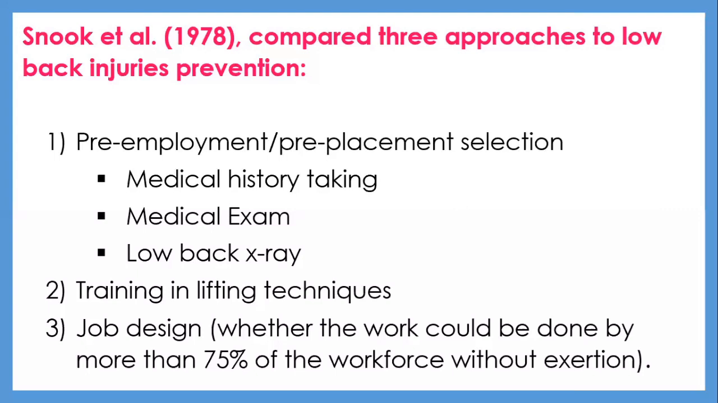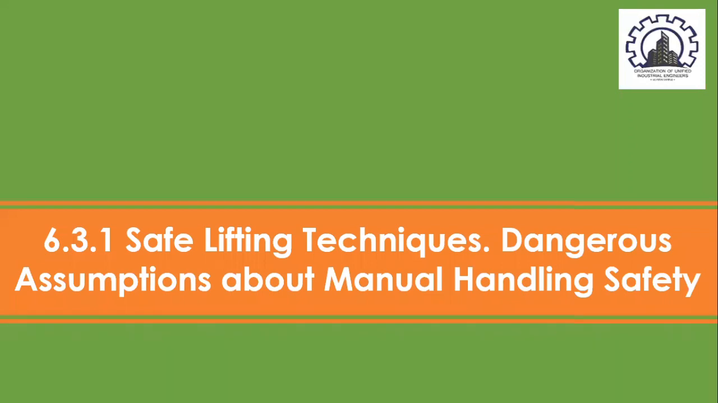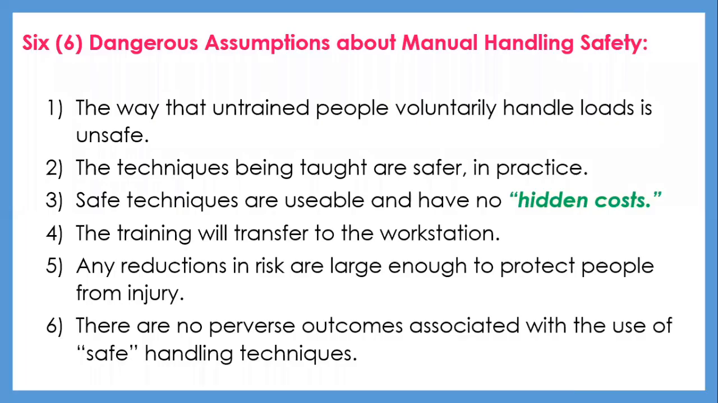And on our subtopic, this is all about safe lifting techniques, or dangerous assumptions about manual handling safety. Now, as you can see, we have identified 6 dangerous assumptions about manual handling safety. The first dangerous assumption is that the way untrained people voluntarily handle loads is unsafe. So what do we mean by this? To justify training people in special lifting techniques, we first need to demonstrate that the way untrained people lift weights is unsafe.